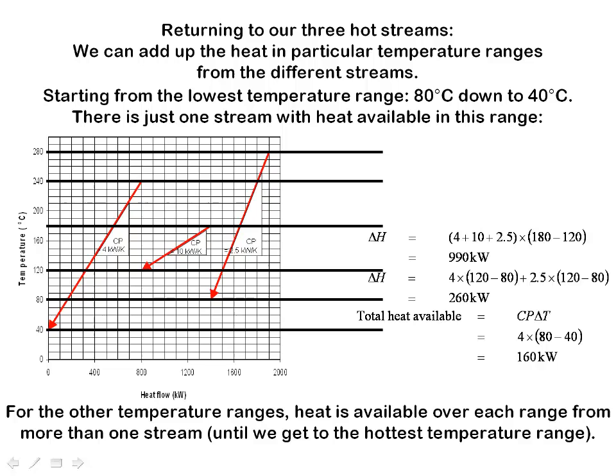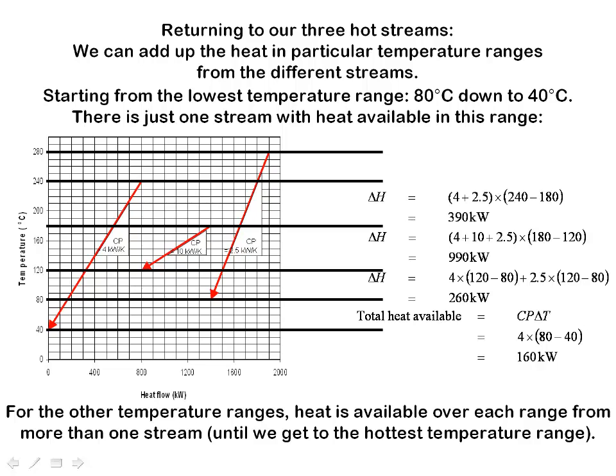Our next temperature range is from 180 degrees down to 120 degrees. All 3 of our streams are contributing over this temperature range, so we can add their 3 flowing heat capacities. 4 for the first one, 10 for the second stream, 2.5 for the third stream, which gives a total of 16.5. 16.5 times a temperature change of 60 gives us 990 kilowatts of heat available in that temperature range.